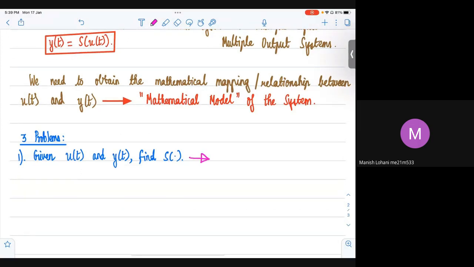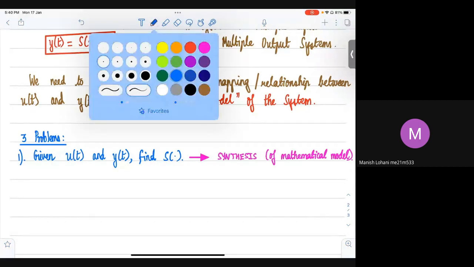This problem, which is very important and typically the first step in this line of study, is what is called synthesis. The synthesis problem deals with the synthesis of mathematical models, and that is what we are going to focus on for most of this course. When we look at vehicle systems and want to study the dynamics, we are going to synthesize mathematical models for various vehicle systems and the response. That is the first problem that we do.